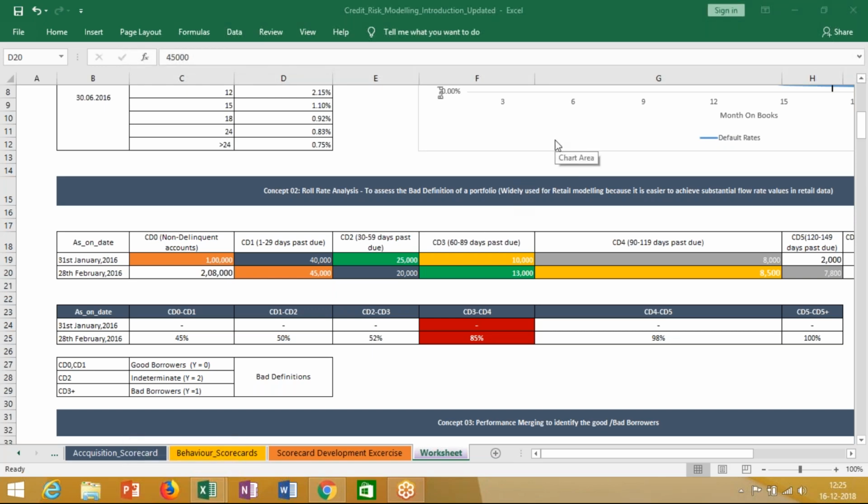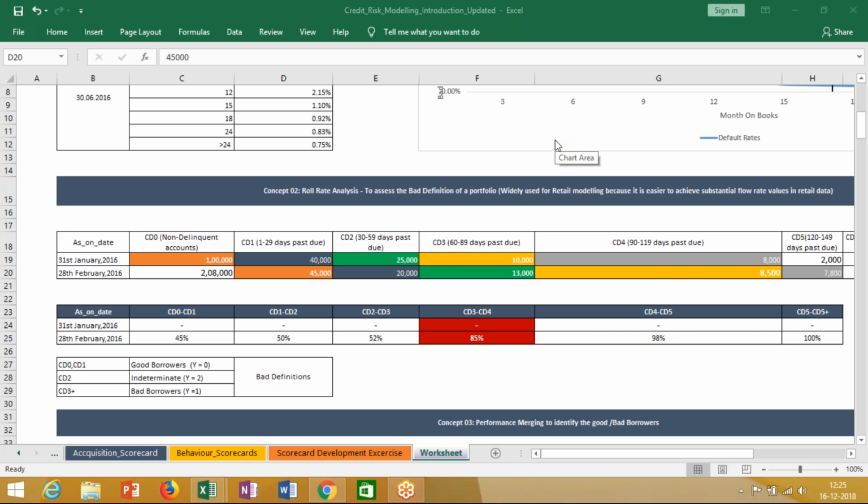so the roll rate is as good as flow rate only, in a way, to assess the definite. The concept is more or less the same, right? In flow rate, we often look in, see, roll rates are nothing but the way the accounts or the balances are flowing up, right? Now, what differs in the calculation of the flow rate?